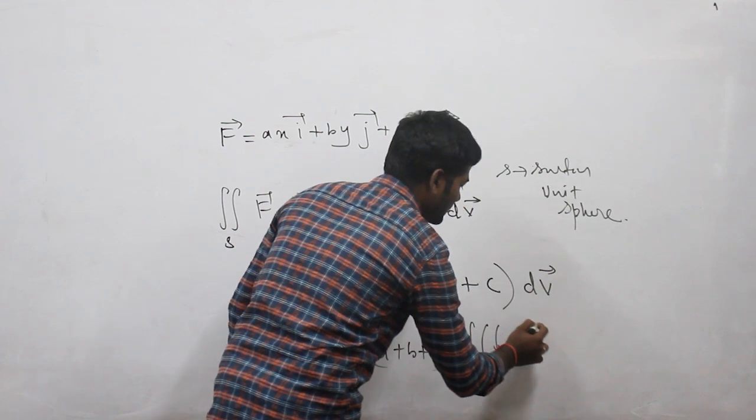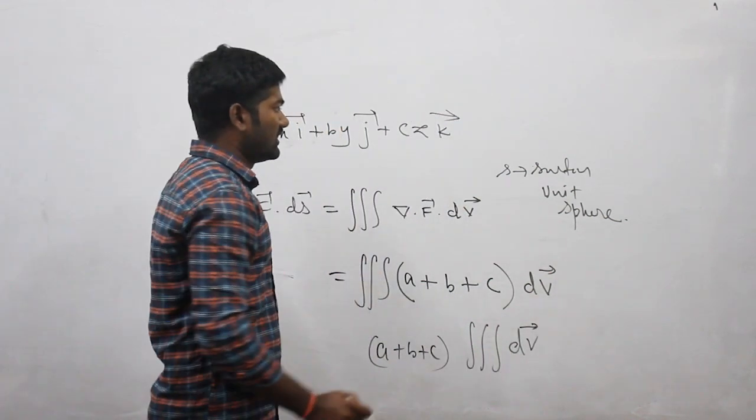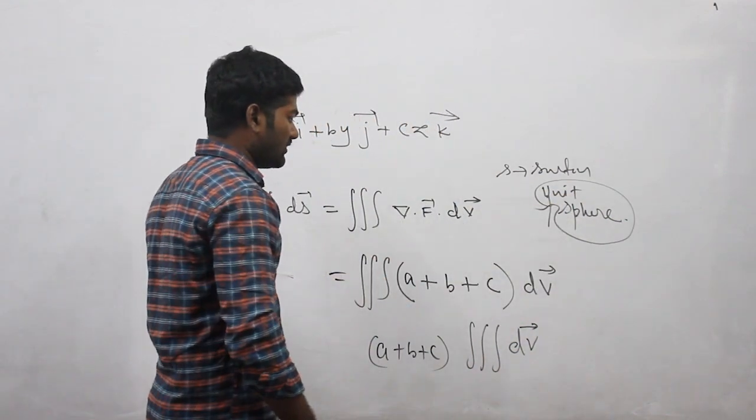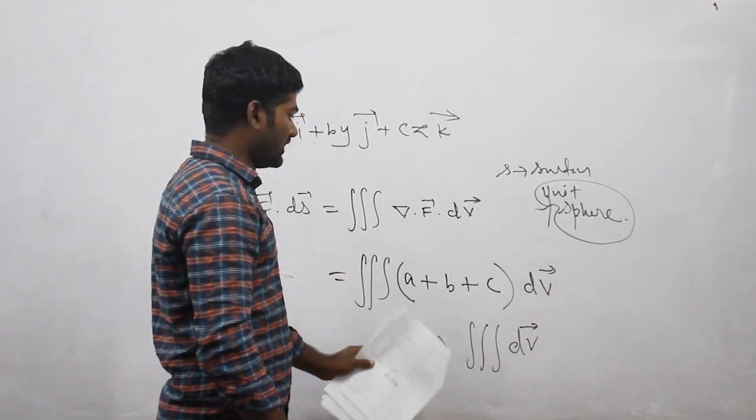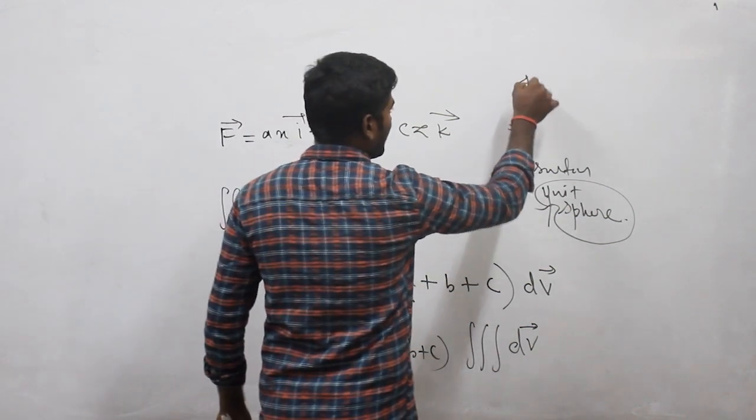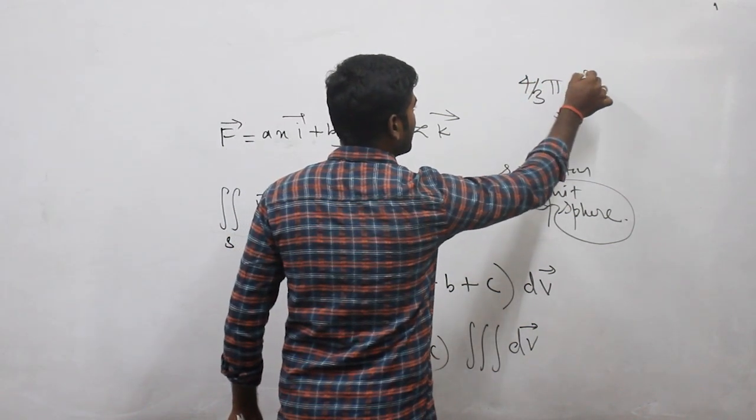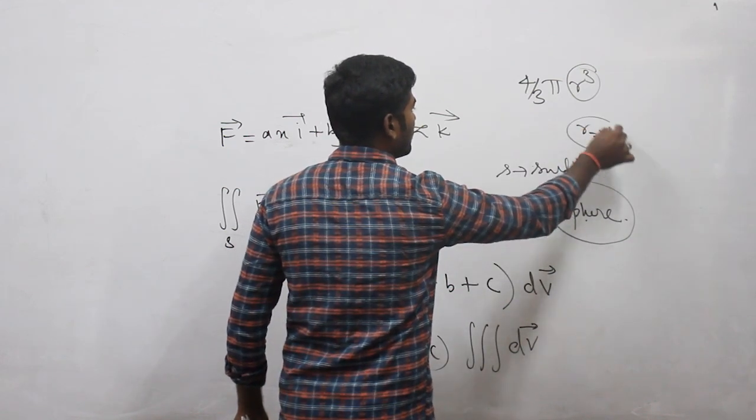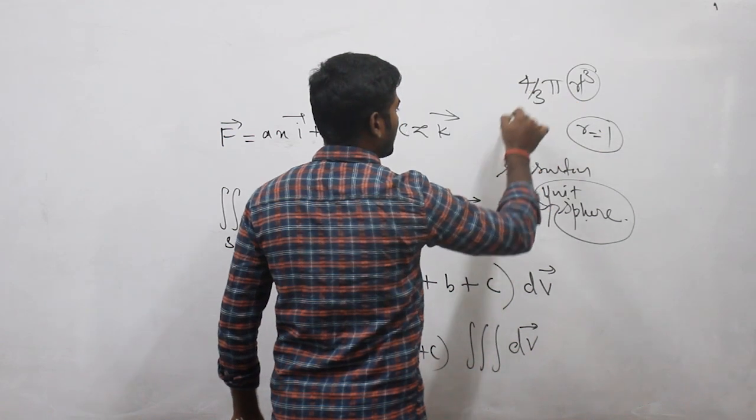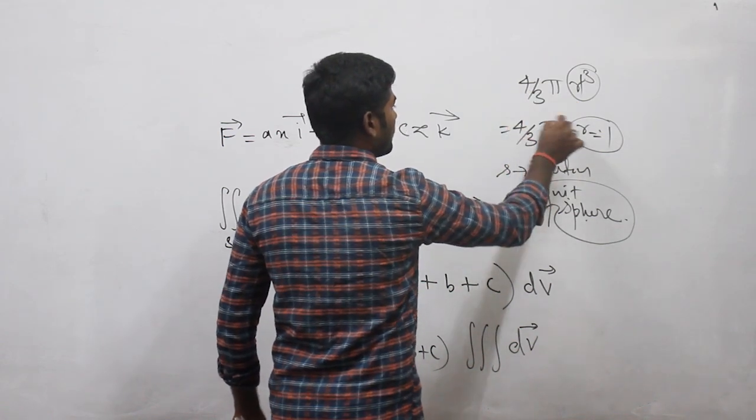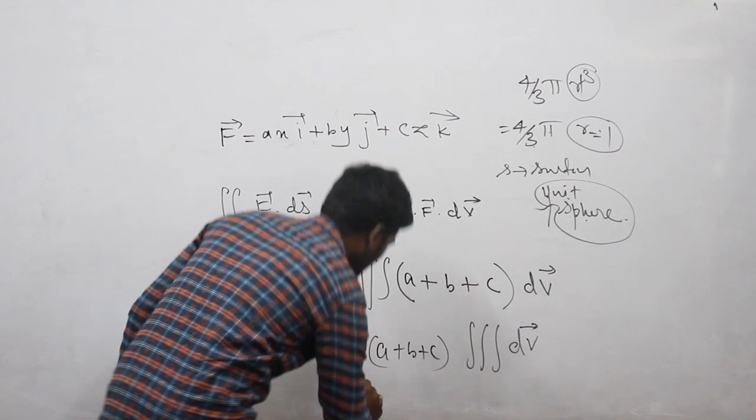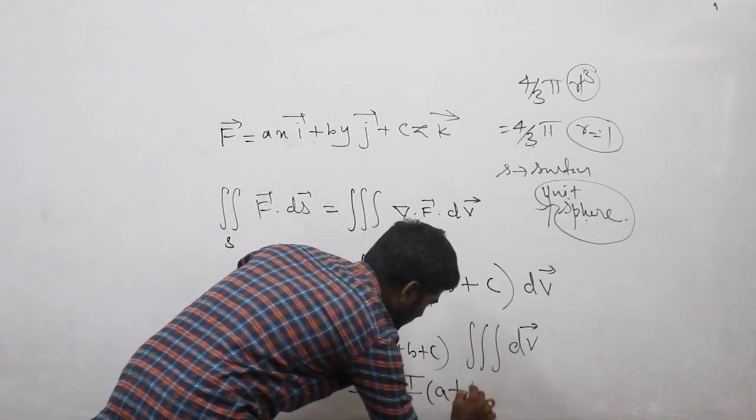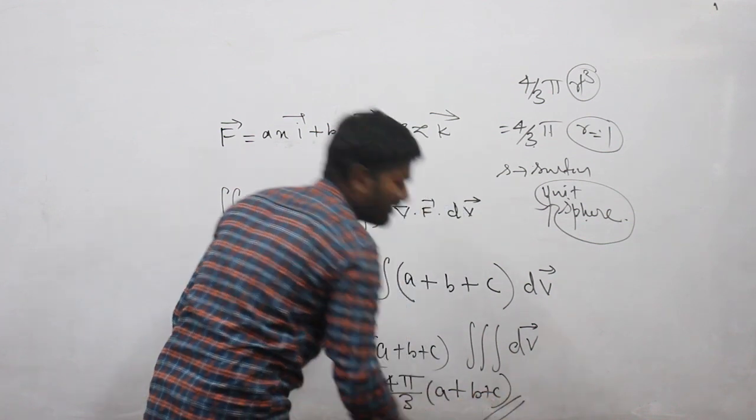Here the triple integral dV is the volume. They clearly mentioned it is a unit sphere. What is the volume formula for a sphere? 4 by 3 pi r cubed. Unit sphere means radius equals 1, so the volume is 4 by 3 pi. Substituting, we get 4 by 3 pi into (a plus b plus c). So this is the right answer.